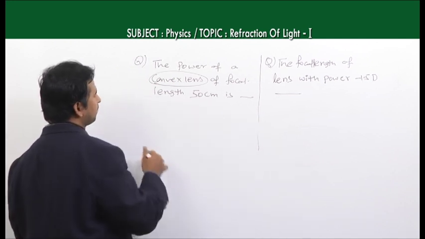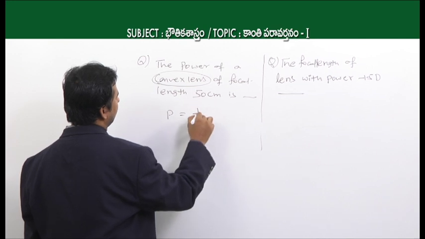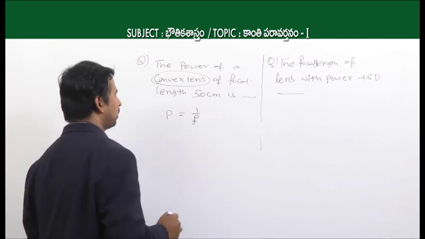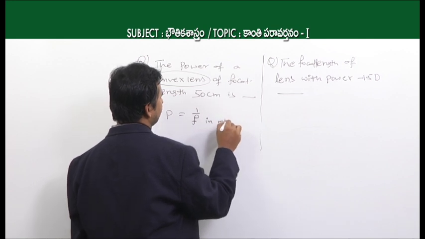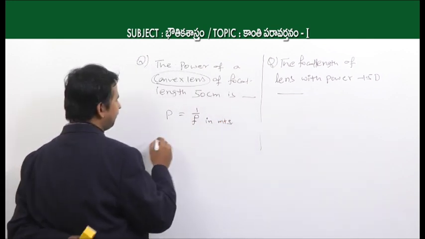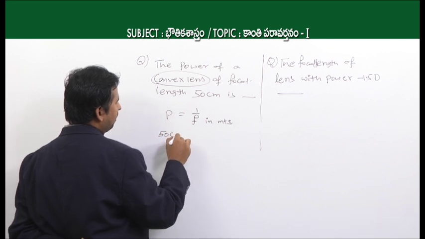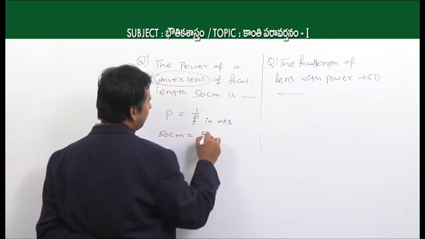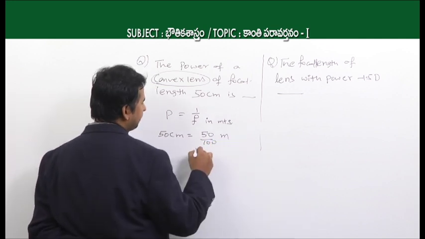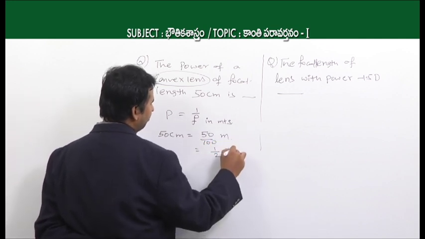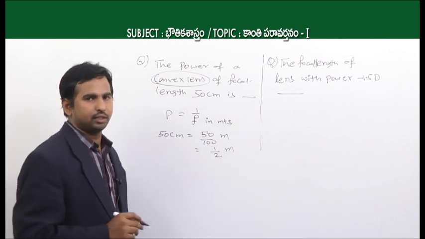We know that power P is equal to 1 by F, where F means the focal length. This focal length we have to take in meters. Then 50 centimeters is equal to 50 by 100 meters, which is nothing but 1 by 2 meters, half a meter.